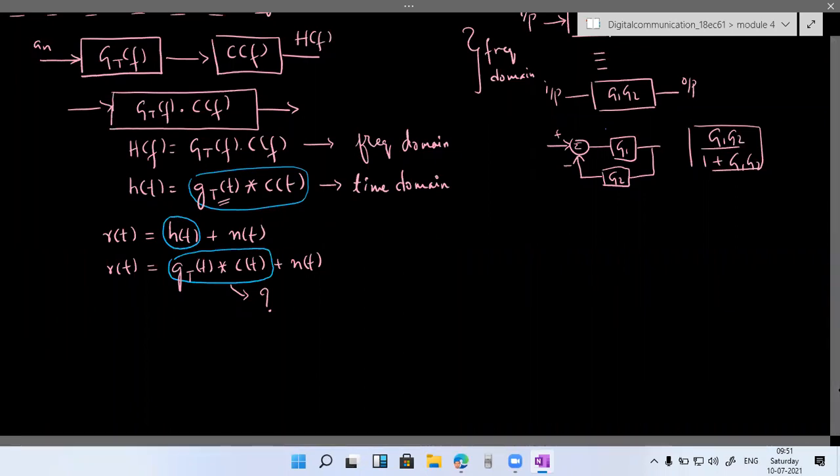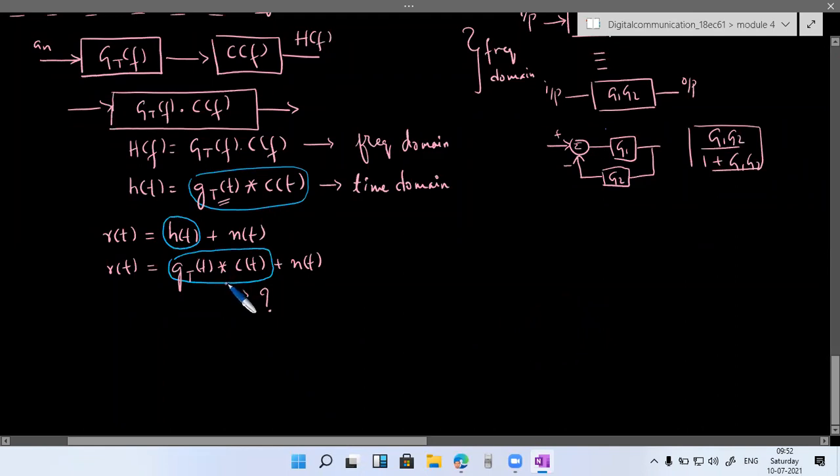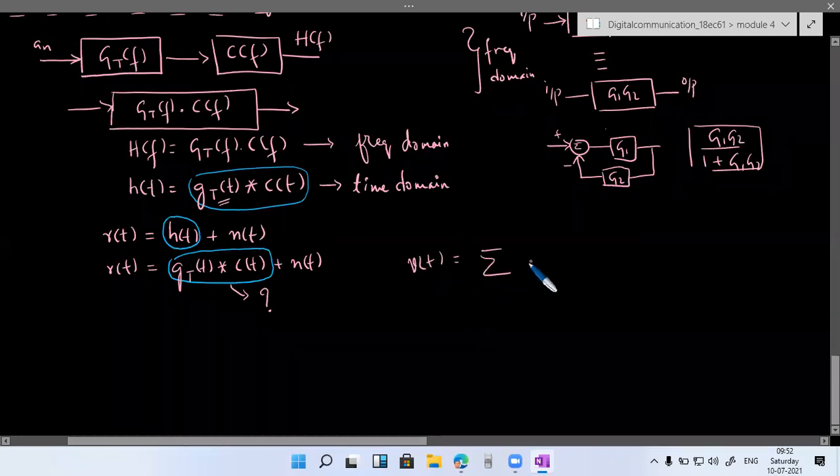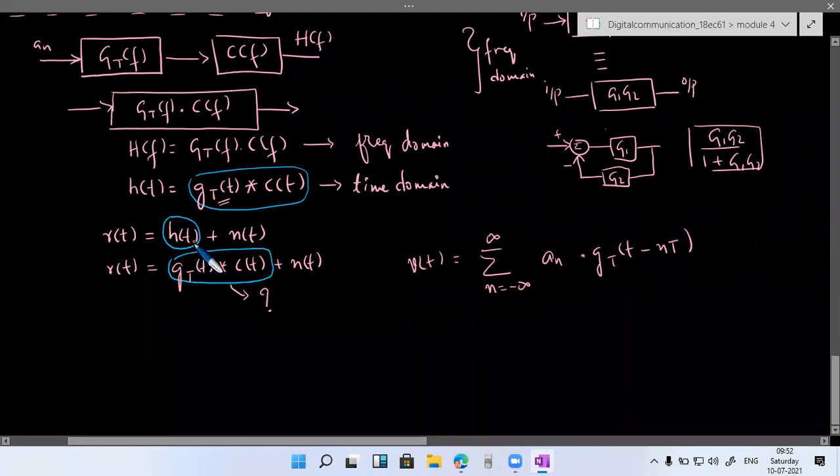So here what we'll do is, we know what v of t is equal to. v of t is equal to the summation from n equal to minus infinity to positive infinity of a_n times g_t of t minus nT. But the thing is, because this h of t is in turn equal to these two convolution operations.